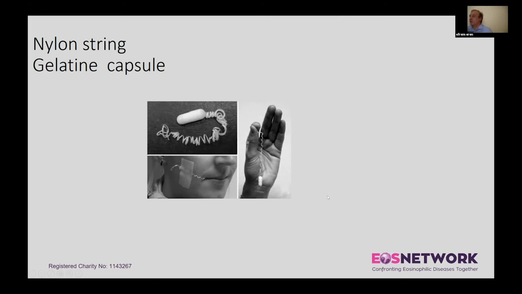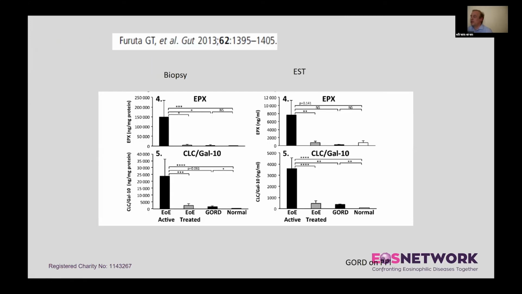But it was adopted by this research group to absorb these eosinophil-derived proteins onto the string. It was mainly children, and I think they swallowed the string overnight, and then they pulled it out and looked at these biomarkers. And what they did is they compared active EoE disease versus treated patients with EoE versus patients with reflux versus normal patients without any disease.